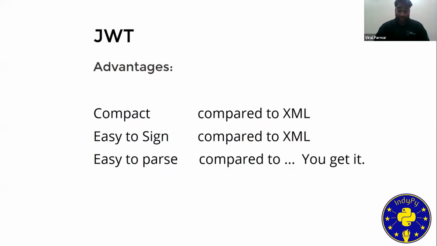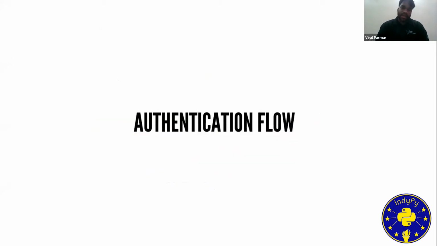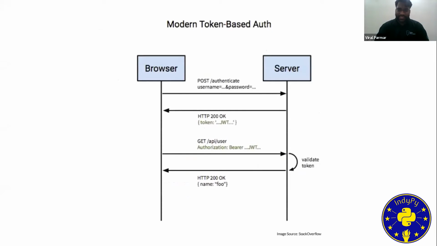JWT. What are the advantages of JWT? So it is compact compared to XML, easy to sign compared to XML, and easy to pass as compared to XML. So what is its authentication flow? This is an actually normal token based authentication where user browser actually sends request to the server asks for the token. Then the API generates a token and sends it to the server, which validates the token, and it will give access to the browser or to the user.